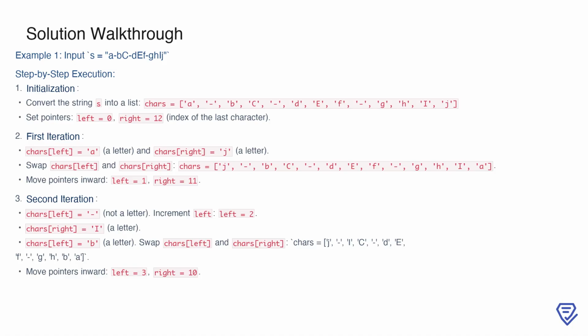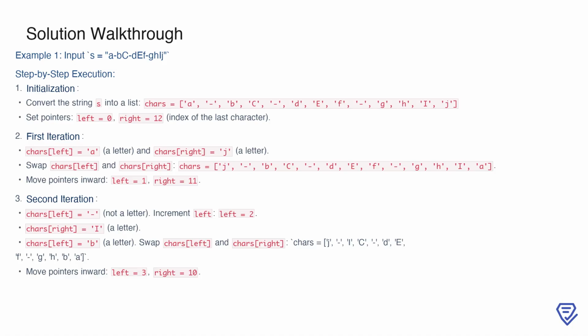In the first iteration, we check the characters at these pointers. Since both are letters, we swap them and move the pointers inward. In the second iteration, we encounter a non-letter character at the left pointer, so we skip it by incrementing left.